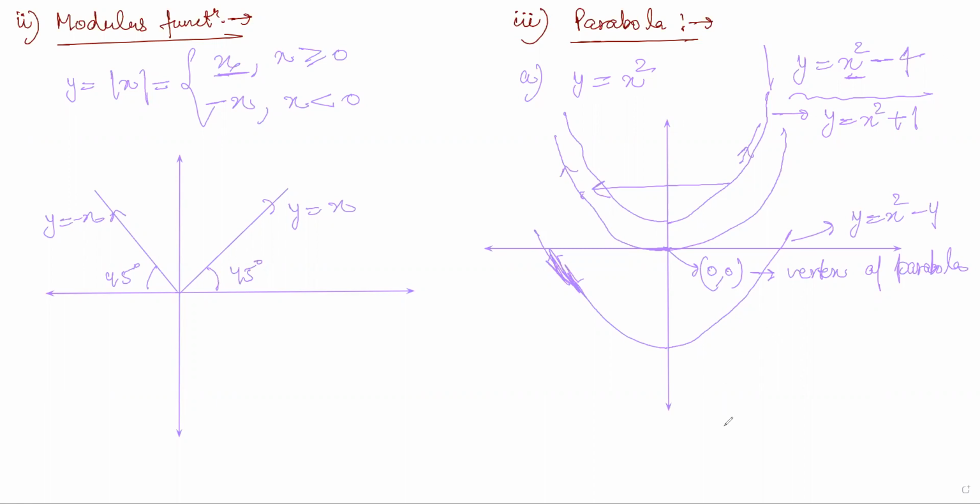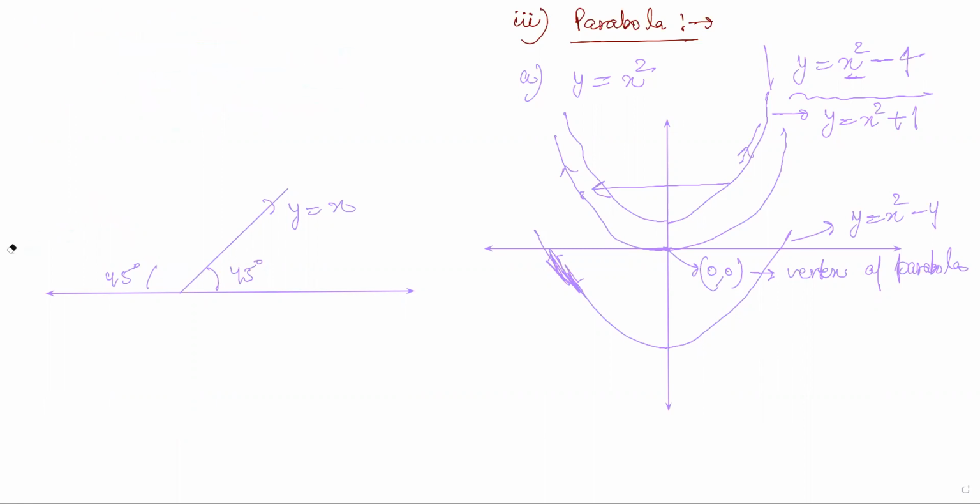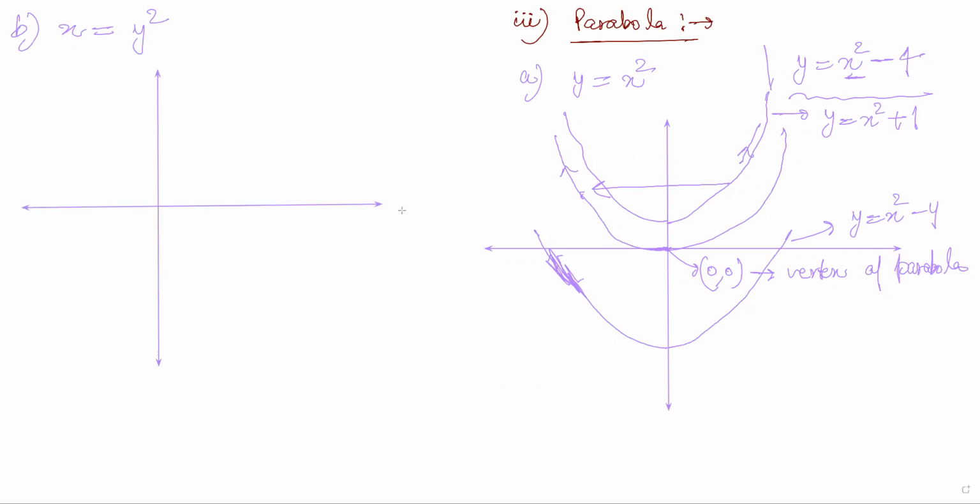Now, B part. So the first function is y equals x square. That is, y was linear and x was quadratic. Now if x is linear and y is quadratic, it's the same function. It would be just rightwards. So this would be something like this. This is x equals y square.